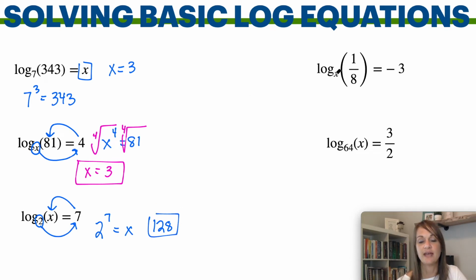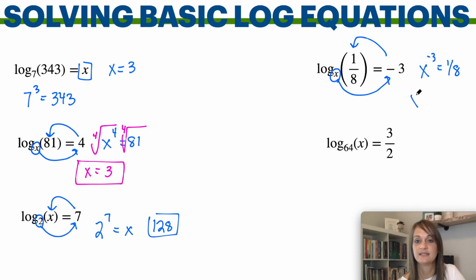This one over here, x is trapped inside the log, so we need to rewrite it as an exponential function. So this would be x raised to the negative 3, and that's going to equal 1/8. So if you think about x being raised to a negative number, this is the same thing as 1 over x to the 3rd equals 1/8. So what number to the 3rd power is going to give you 8? And the answer is 2.